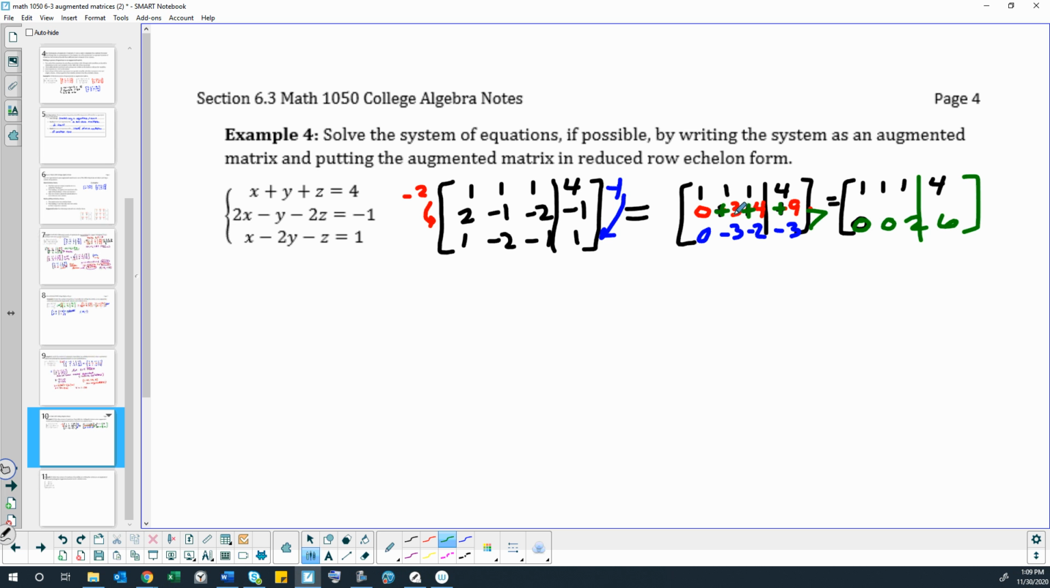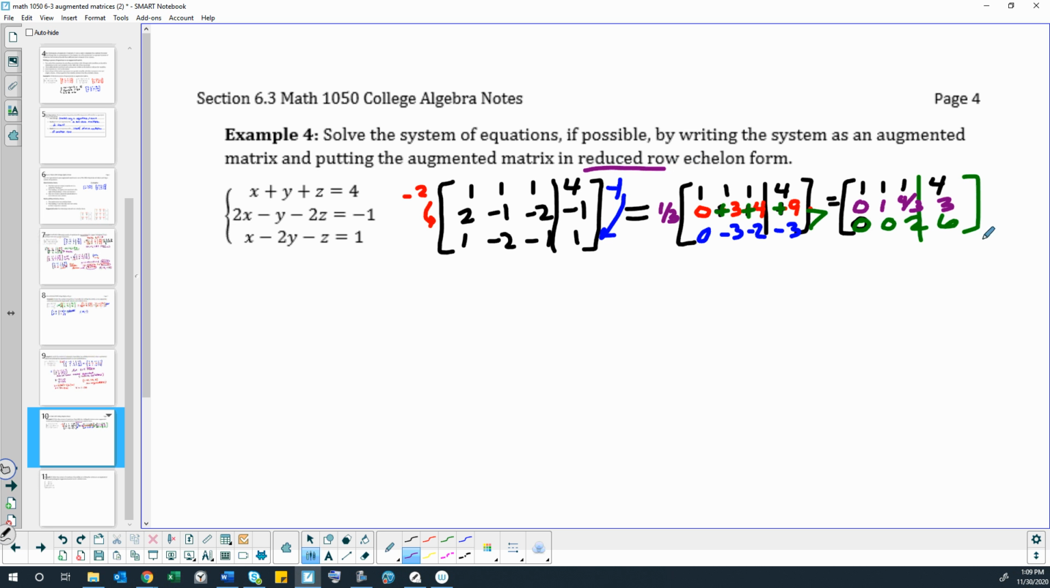Okay, now to get my 1 here, I think I'm going to have to deal with a fraction. Sometimes that happens. So I'm going to go ahead and multiply by 1/3. So I would get 0, 1, 4/3, and then 3 here. Okay, so all I have left is to get the 1 here.